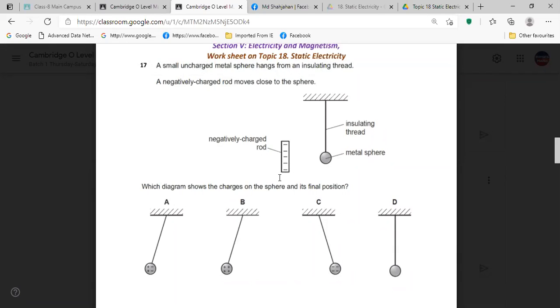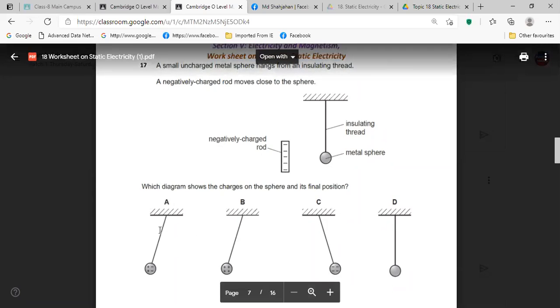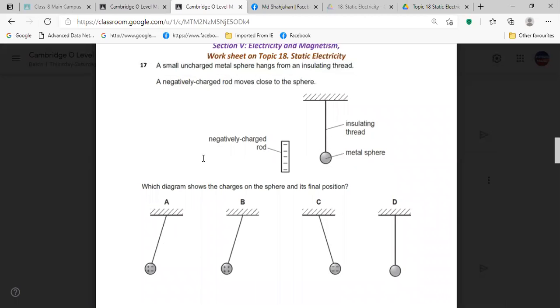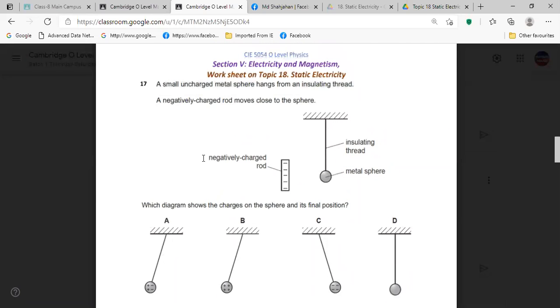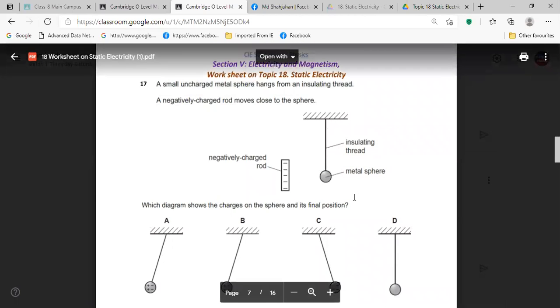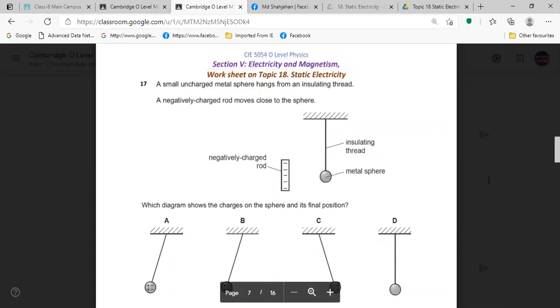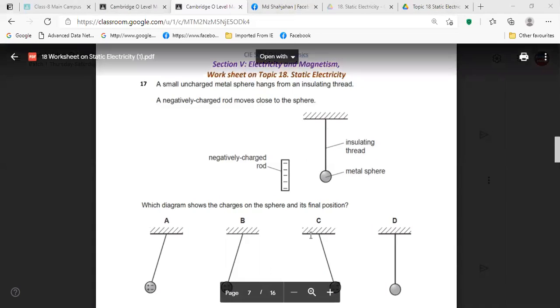Have you got it? Yes, sir. So it's about the induction, right? Induced charge. So the answer will be A. Is it clear, everyone? Yes, sir. Hello, what about others? Have you understood, everyone? Yeah. If you don't understand, then let me know, okay?